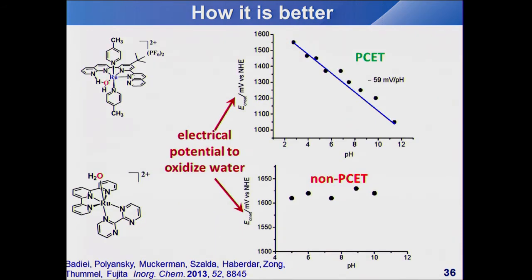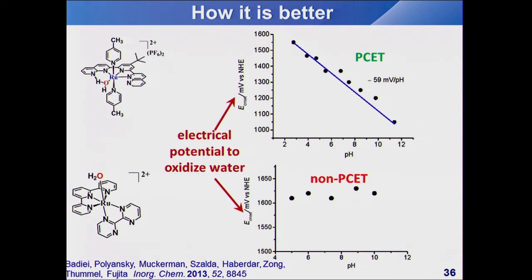Why is it better? Is it better? Yes, it is. So this example shows you why. We compared 2 catalysts, one which doesn't do all PCET steps, this one, and the one which does all PCET steps. So let's look at the one which doesn't. That's the amount of electrical potential we have to apply at the electrode, enough to start the water oxidation reaction. And as we can see, this potential is pretty high. It's about 1600 millivolts, and it doesn't depend on the concentration of acid in solution.